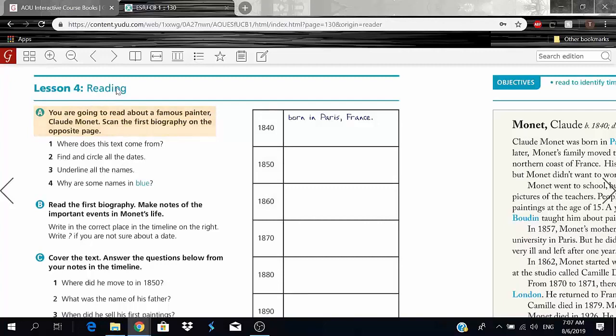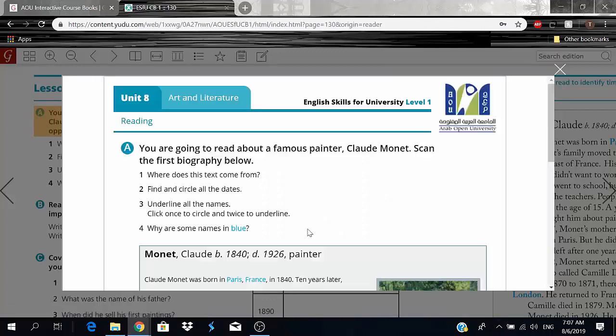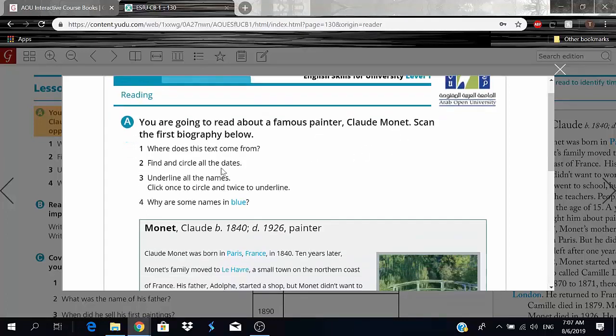Alright, you guys. Now moving on to lesson 4, reading. Let's hop right in. Here we have exercise A. We're going to read about a famous painter. I'm excited. So we're going to read about a famous painter, Claude Monet, and then he wants us to scan the first biography below.